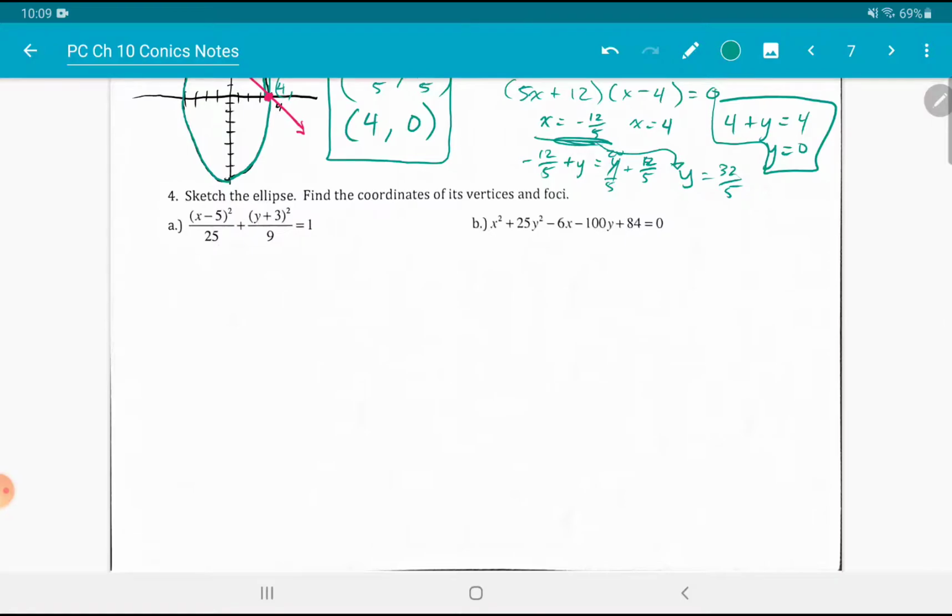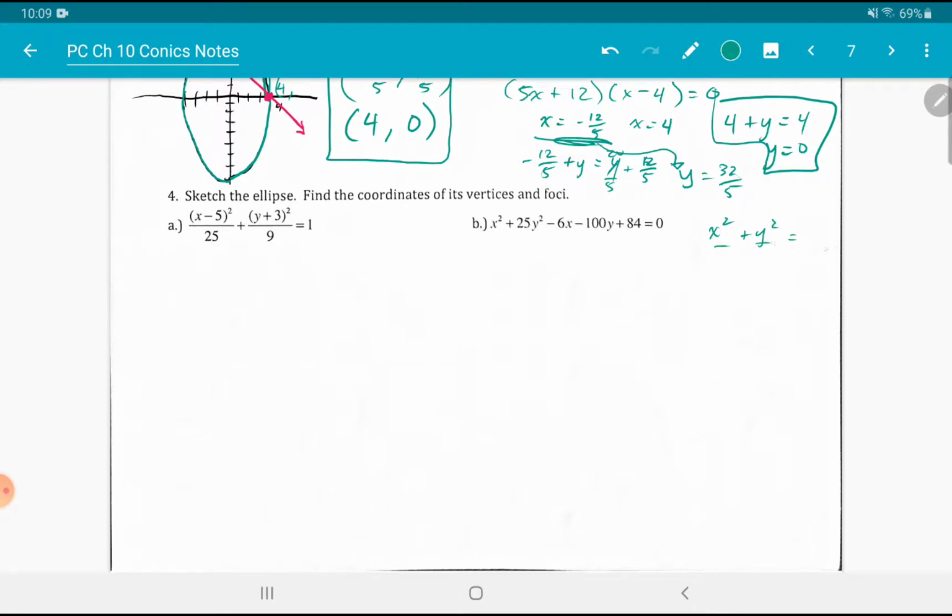Find the coordinates of the vertices and foci of the ellipse. How do we know it's an ellipse? Because we see x squared plus y squared. So that's how we know it's an ellipse. Okay.